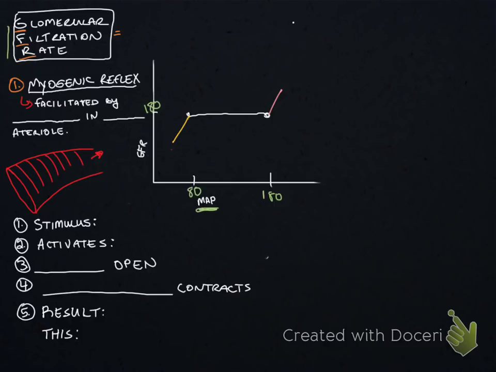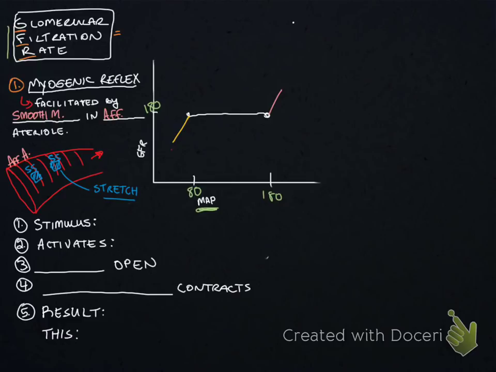It is facilitated by smooth muscle in the afferent, that's the larger diameter, arteriole. So here's your afferent arteriole. And on this afferent arteriole are some sensory receptors. We'll abbreviate those as sensory receptors. And these sensory receptors will respond to stretch. Okay, they respond to stretch.